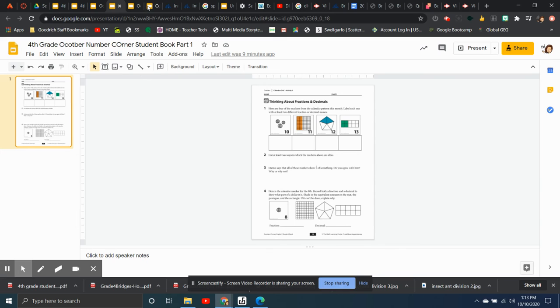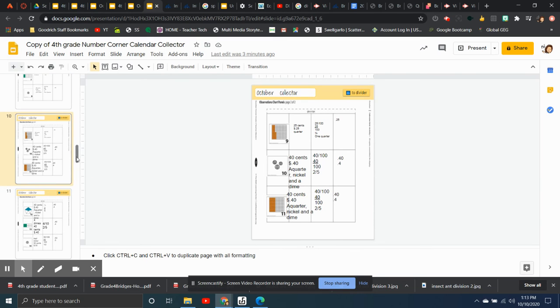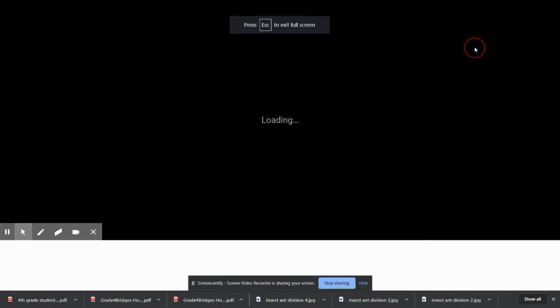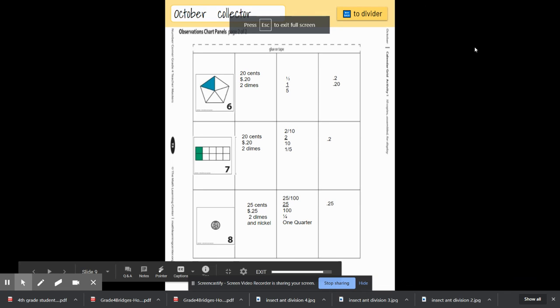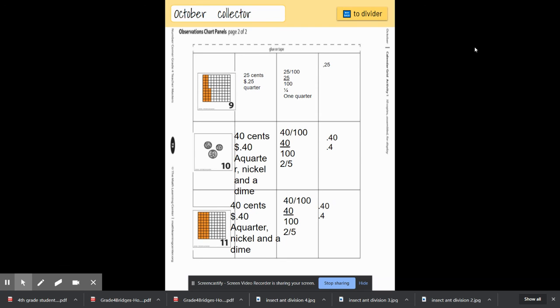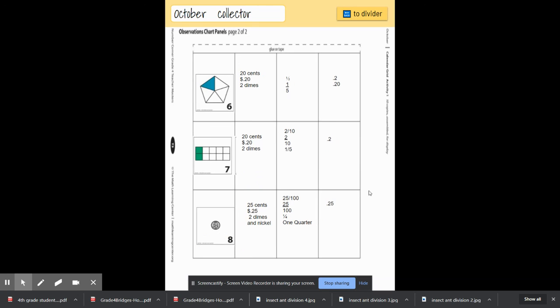So if you need to look back at what the eighth was, let's go to the eighth. One more up. So the eighth, let's see, what did we have? We had 1 quarter, 25 cents, 2 dimes and a nickel, 25 over 100, 1/4, 1 quarter, 0.25 as a decimal. So then if we carry on with our quarter, look how it was. Yep. What shapes do you not see? I don't see these two.